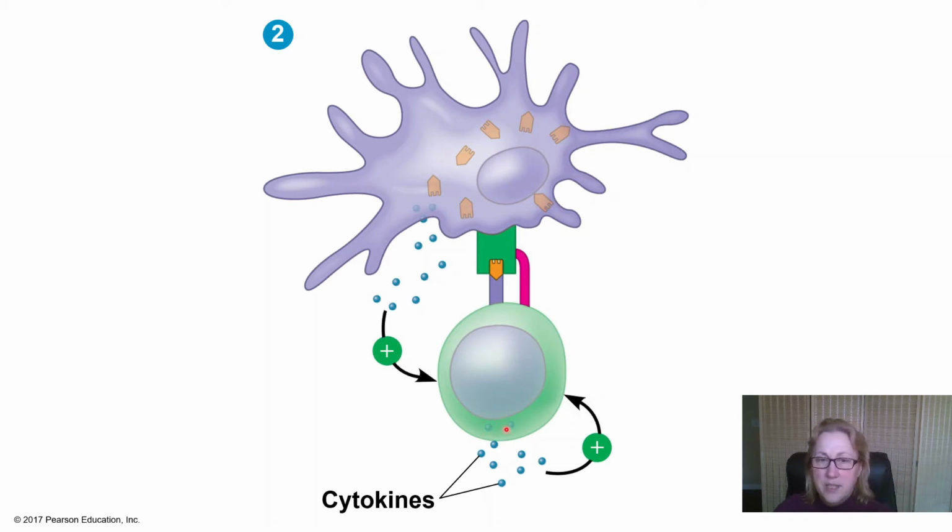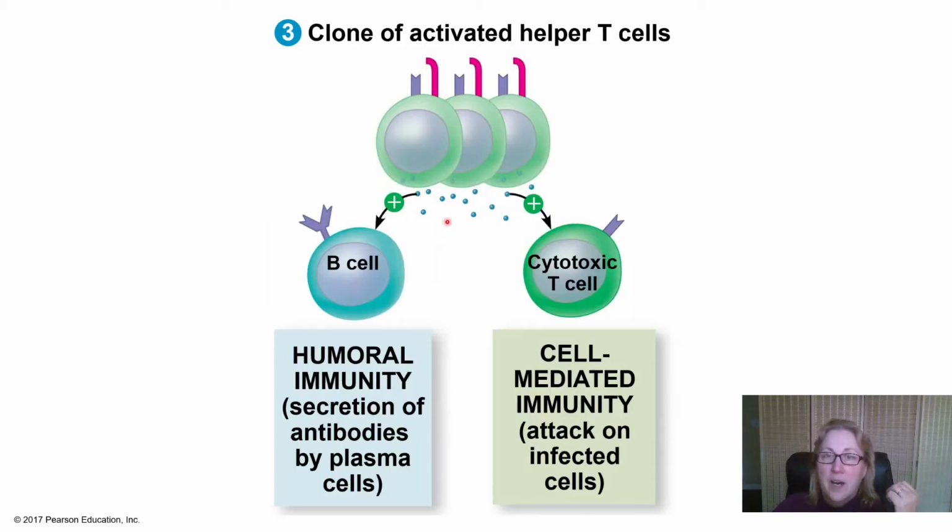So the helper T cell is going to produce cytokines, and it will both respond to its own cytokines, and it will activate itself even more. And the dendritic cell is also producing cytokines, which are going to activate it as well. So we end up with a clone of these activated helper T cells, because once they become activated, B cells and T cells divide.